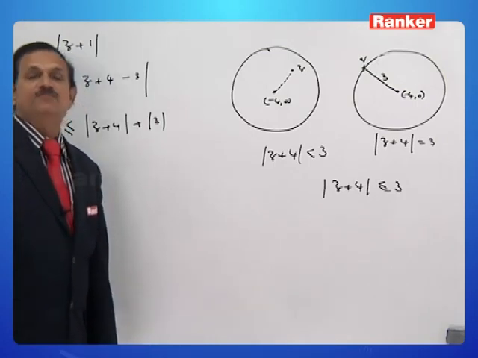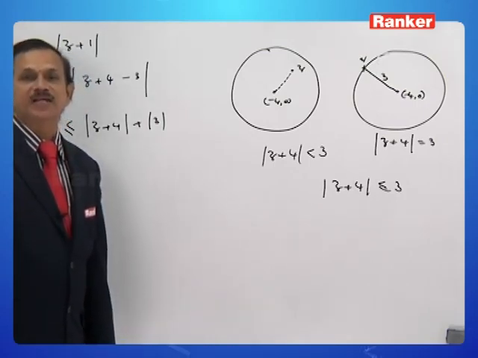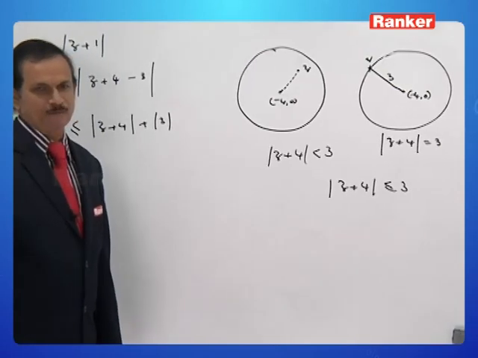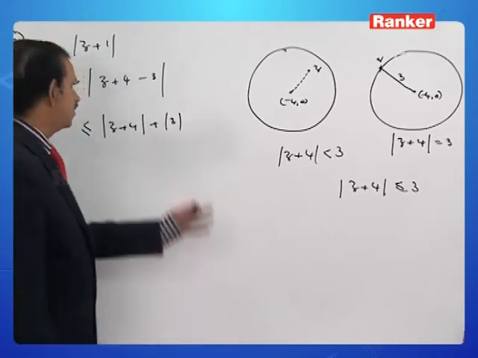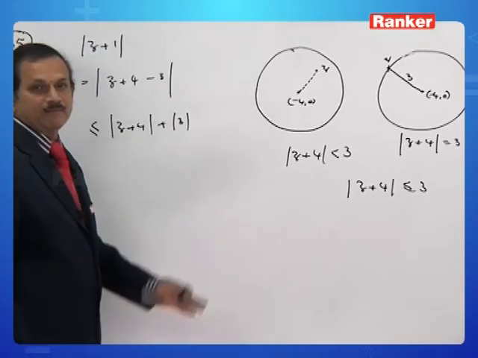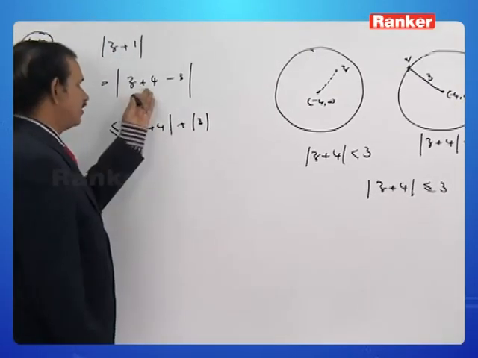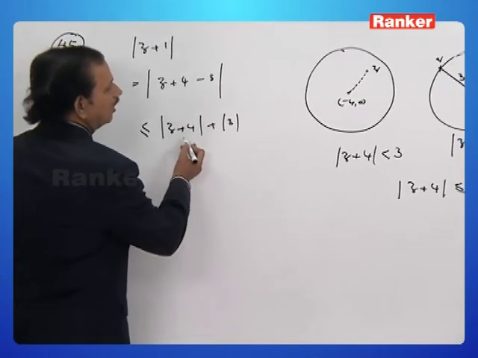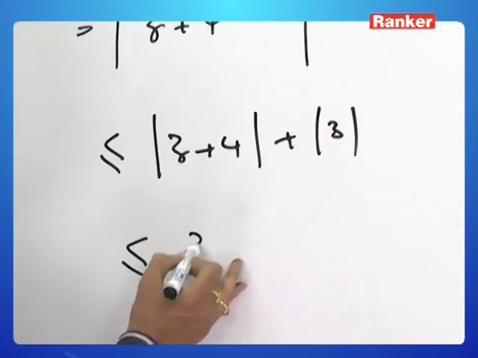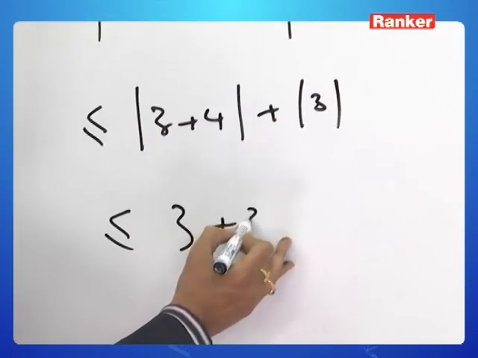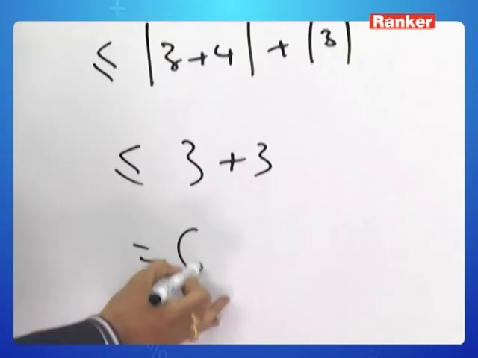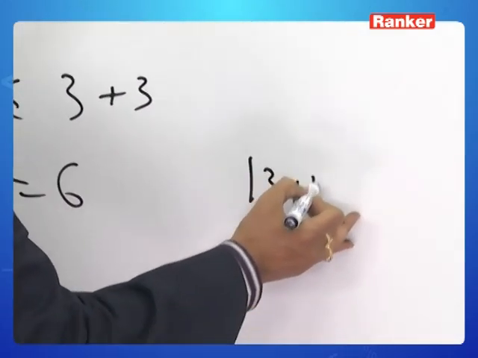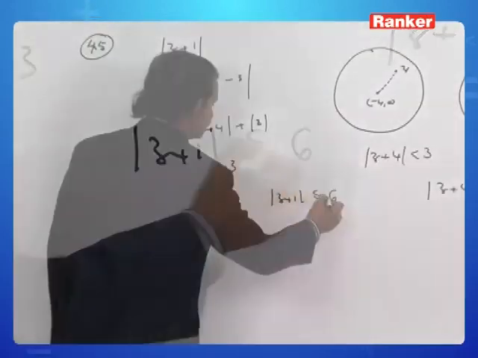Why? Because if Z1 and Z2 are two complex numbers, then mod Z1 plus Z2 is less than or equal to mod Z1 plus mod Z2. Here, of course, this is Z1 and this is Z2. Hence, mod z plus 4 is less than or equal to 3. What is mod 3? 3. 3 plus 3 is 6. What are you able to observe here? Mod z plus 1 is less than or equal to 6.